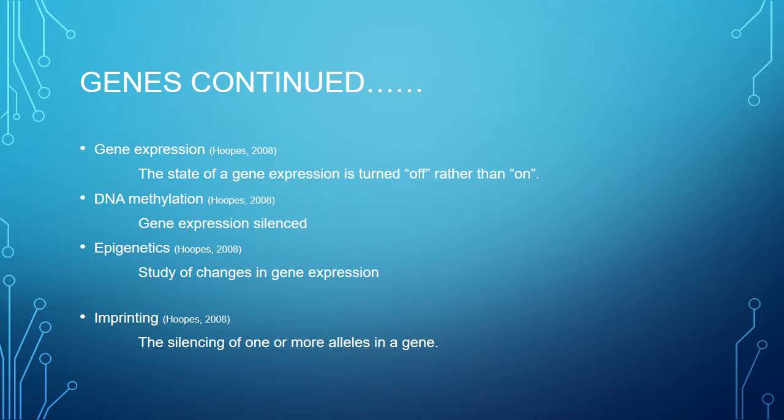Gene expression is turned off rather than turned on simply because a complex of DNA, which is also known as chromatin, and proteins known as histones are found inside the nucleus. DNA methylation is basically the silenced gene expression and is associated with histones.